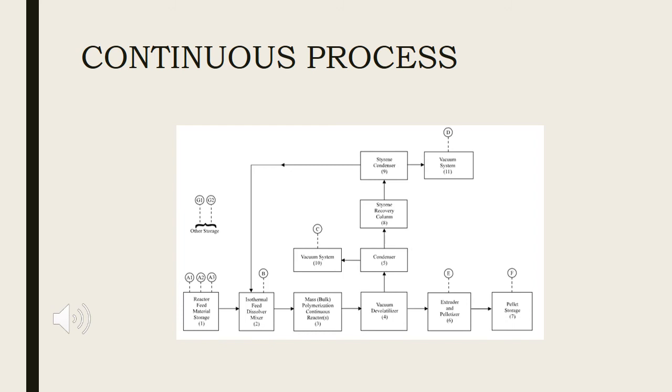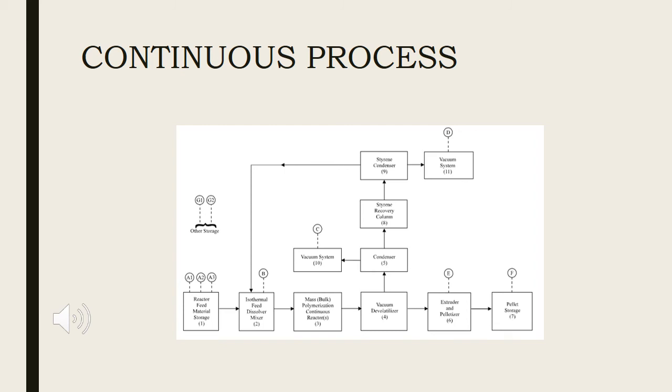Molten polystyrene from the bottom of devolatilizer is pumped to an extruder, which is unit number 6, through a stranding die plate into cold water bath. The solidified strands are then pelletized in unit number 6 and sent to storage, which is unit number 7.